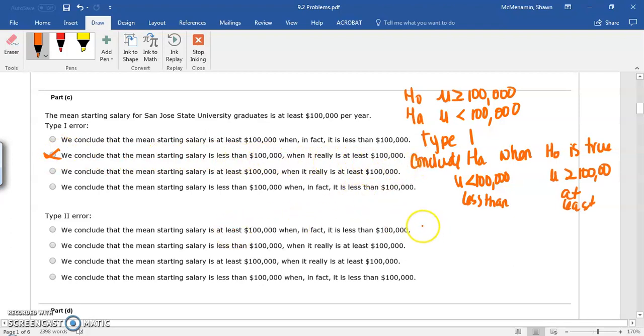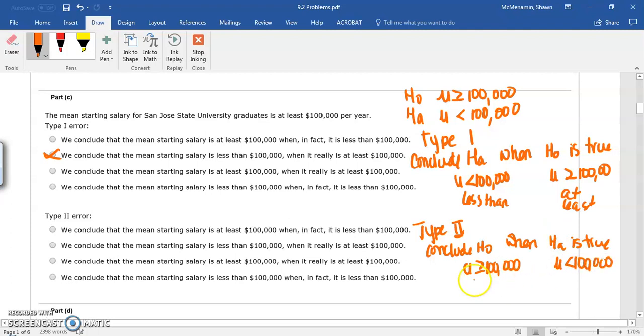A type 2 error is when you conclude H naught when HA is true. The more correct way to say that is you're failing to reject the null when the null is false. Because if the null is false, HA is true. So you're concluding the null, that the mean is greater than or equal to 100,000, when HA is true, the mean is less than 100,000. The words for greater than or equal to is at least, and less than.